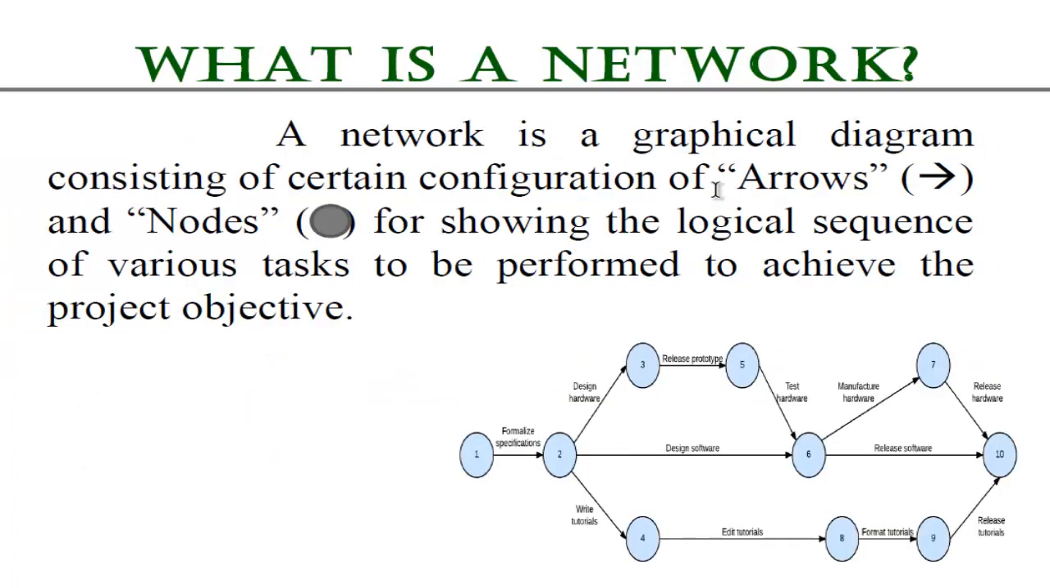Firstly, what is a network? A network is simply where we have some nodes and some arrows which tell us which step we are going to do after which step. So this is a logical sequence or scheduling of the steps or phases. There are some nodes and some arrows, which are actually the path, and this is called a network.